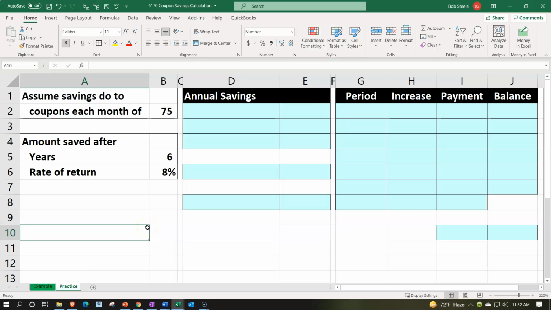If you have access to the Excel worksheet and would like to follow along, note that we're down here in the practice tab as opposed to the example tab. The example tab, in essence, being an answer key. Information is on the left-hand side. We're going to populate that into the blue area on the right-hand side.